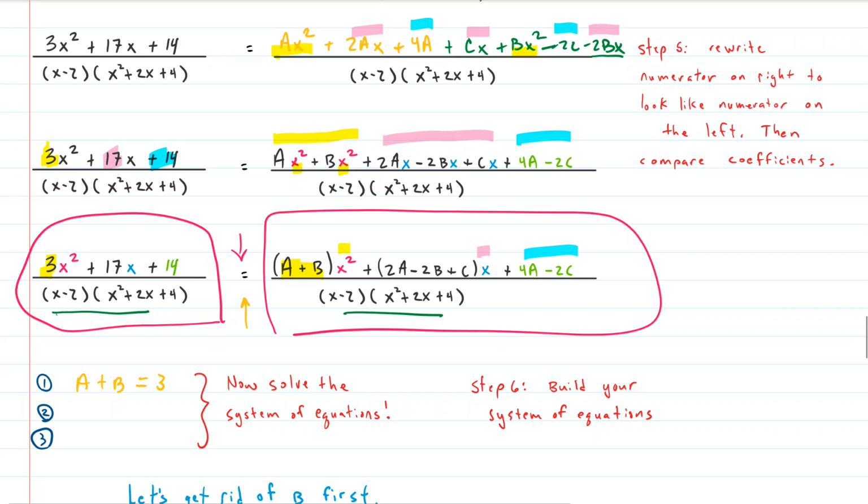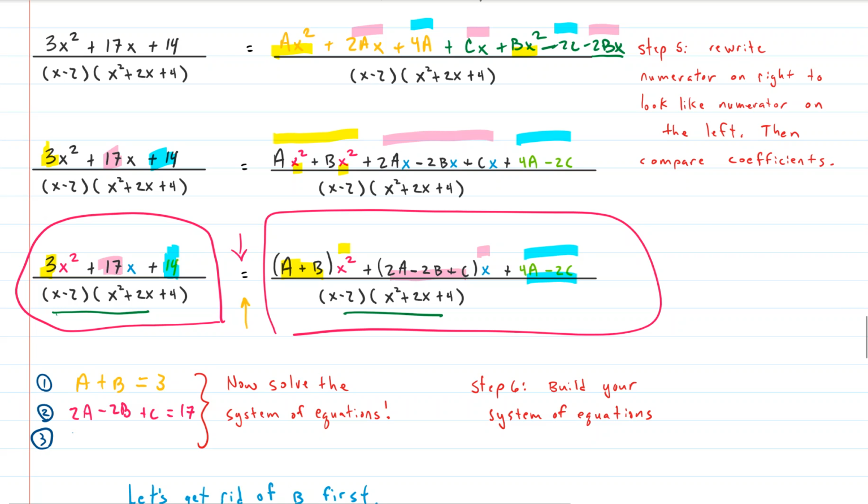So we do the same thing with the x. What's in front of the x term on the left? 17. What's in front of the x term on the right? 2a minus 2b plus c. So we know that 2a minus 2b plus c has to equal 17. There's our second equation. Now we can equate the last term. So we have 14 on the left, that is without any variable, and on the right we have 4a minus 2c.